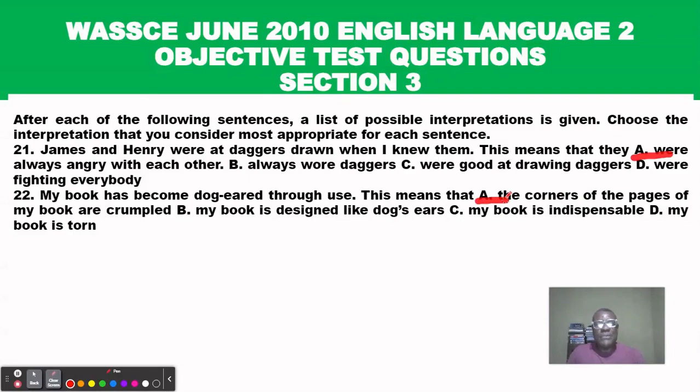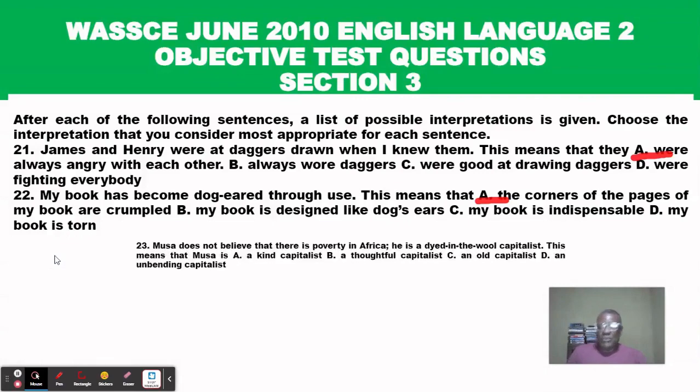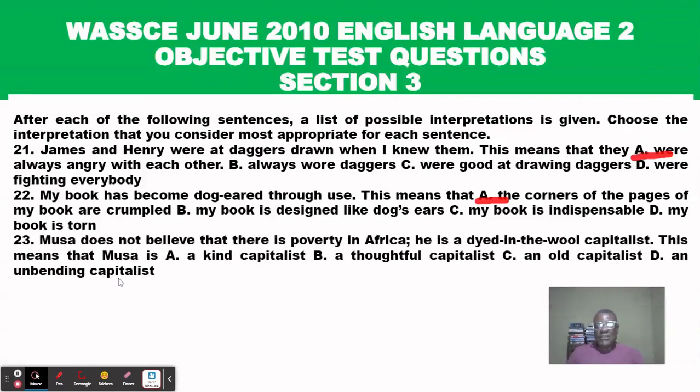Then B, my book is designed like dog's ears. No. C, my book is indispensable. No. D, my book is torn. No. So the option that is correct is A, the corners of the pages of my book are crumpled. Okay, so question number 23. Musa does not believe that there is poverty in Africa. He is a dyed-in-the-wool capitalist.